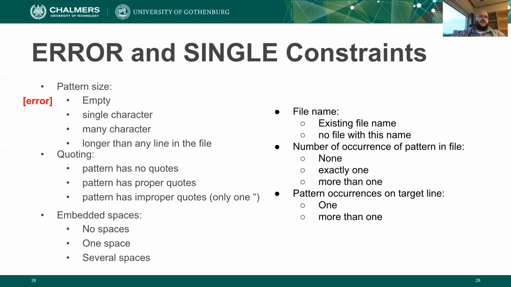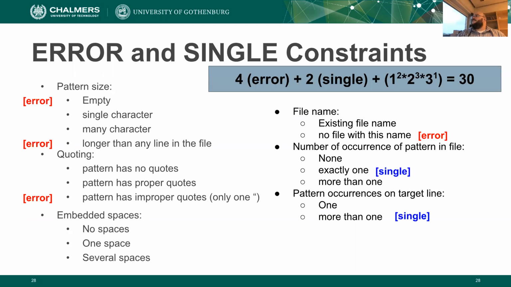Can we apply any error constraints? Well, for the pattern, if the pattern is empty, there's an error, right? If the pattern is longer than a line in the file, maybe that's going to be an error. If there's improper quoting, that's an error. If there's no file with the name, that's an error, right? So there's 4 of those already to eliminate combinations and bring this down. And 2 single ones we can apply.